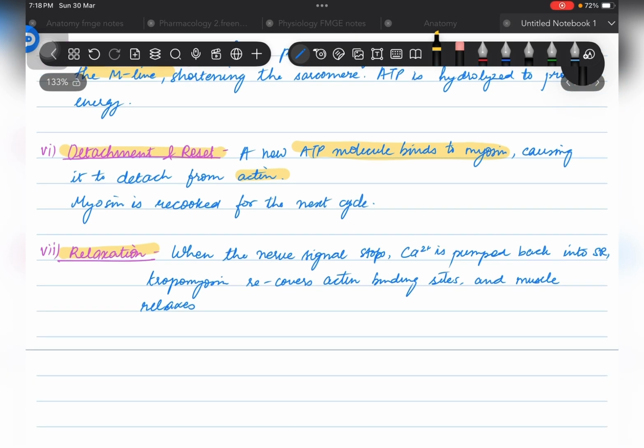The last step is relaxation, in which, when the nerve signal stops, calcium is pumped back into the sarcoplasmic reticulum. Tropomyosin recovers the actin binding sites and the muscle relaxes. Now the same cycle goes on and the muscle contraction continues in the following steps.